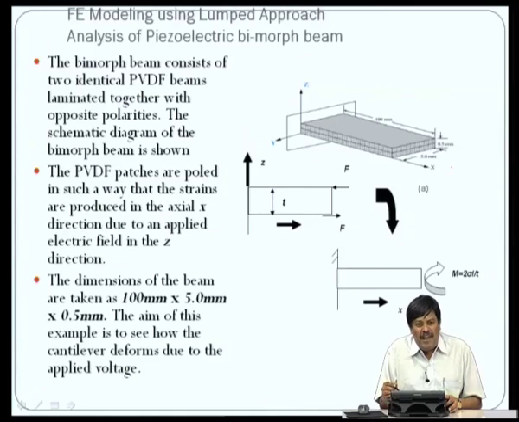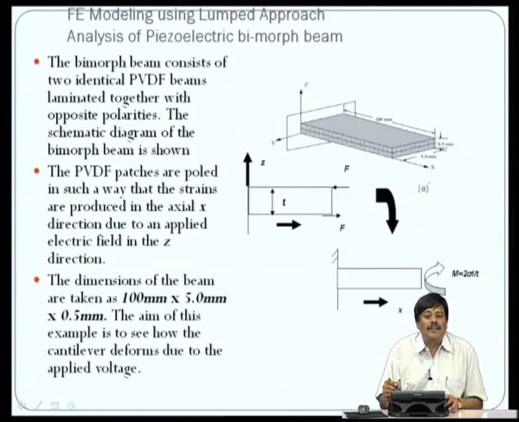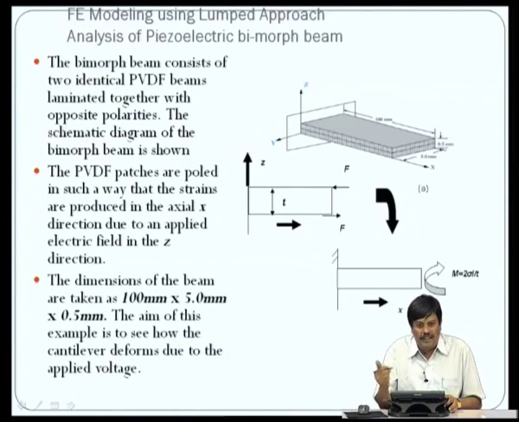The PVDF patches are poled in such a way that the strains are produced in the axial direction, that is we pole in the YZ plane, in this direction, so that we get the stress in the x direction due to the applied field in the z direction. So, we get the field in the z direction, and the poling in z direction will introduce a strain in the x direction. So, these are the dimensions.